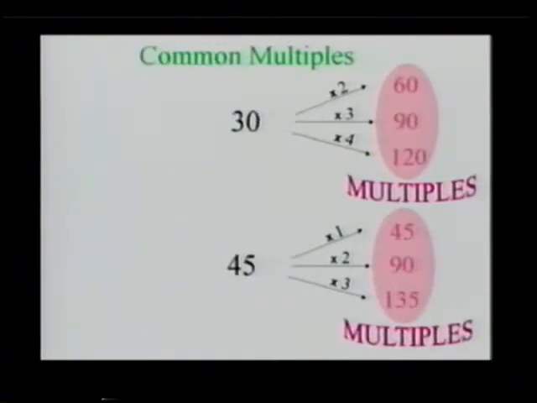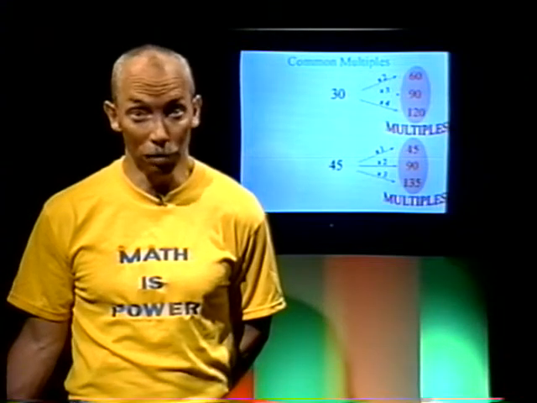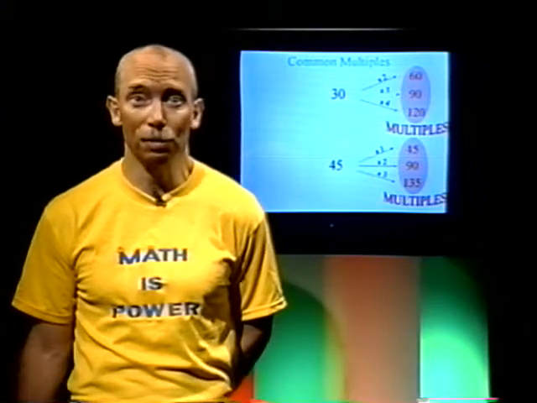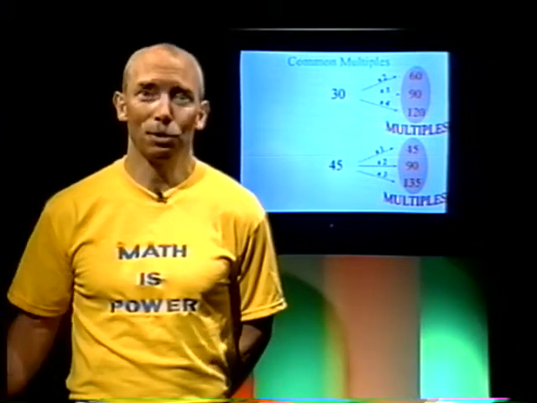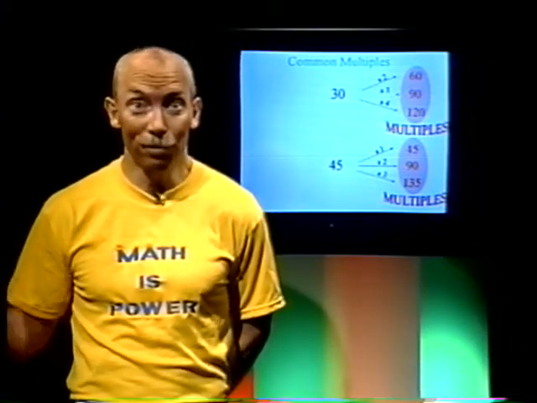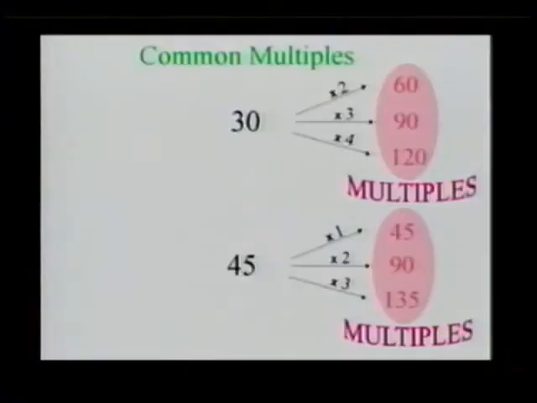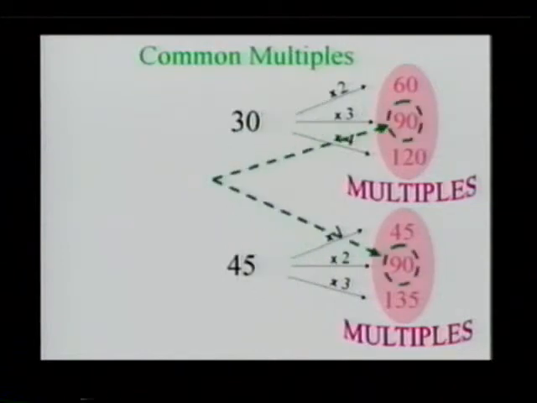Now, we want to talk about common multiples of 2 numbers. Well, that's simple. It's just going to be the multiple of both numbers. Let's take a look at this. The multiples of 30, some of them are 60, 90, 120. The multiples of 45 are 45, 90, and 135. So when we talk about common multiples, we're looking at something that's a multiple of both. This is just basic English.